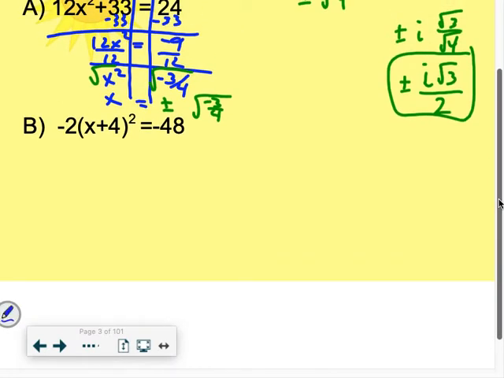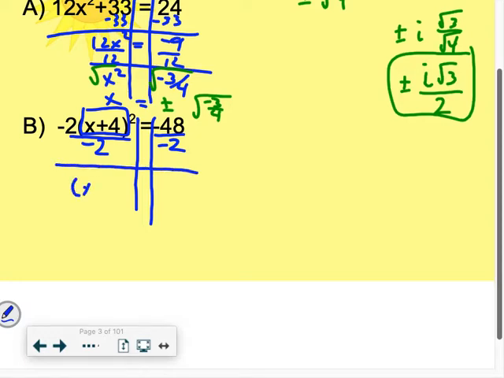The other one with square roots, again, you have to leave it in this form to be able to use square roots. So you're isolating the thing that's being squared, which in this case is the x plus 4. So I'm first going to undo the multiplication by division. Remember, we're undoing in reverse order of operations. Negative 48 divided by negative 2 is positive 24.